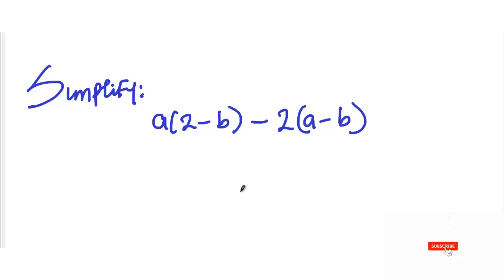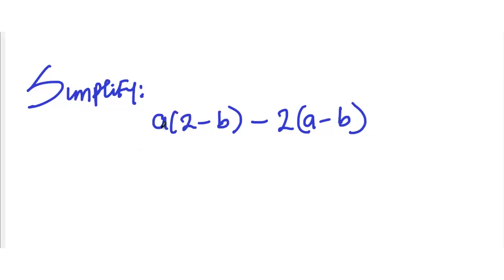All right, in this video, I'm going to be simplifying a(2 - b) - 2(a - b). Now, like I said in one of the videos, when you are required to simplify an algebraic expression, what the question is telling you is to reduce it to the least term you can have. You understand? So the first thing we need to do here is to open this bracket.